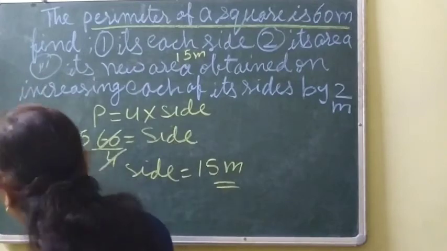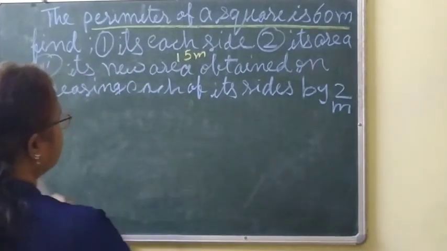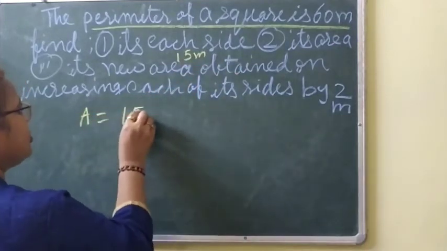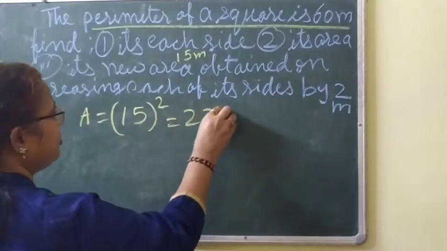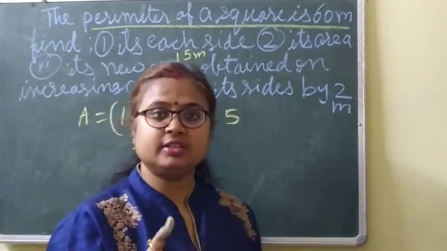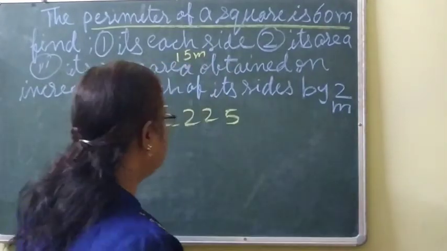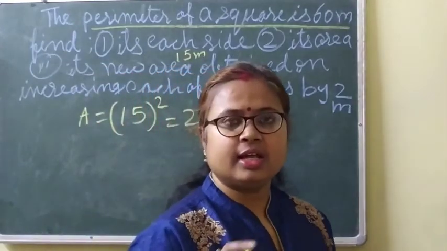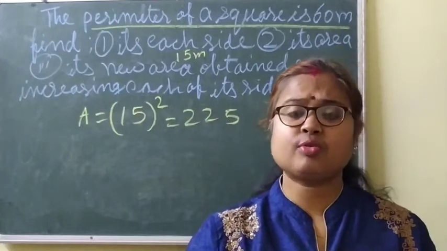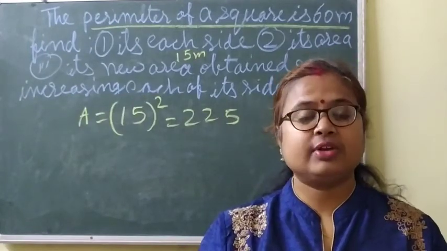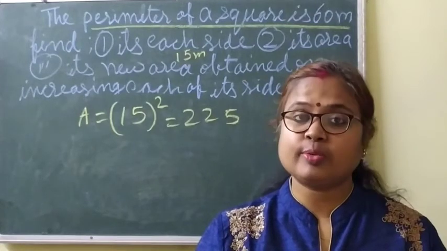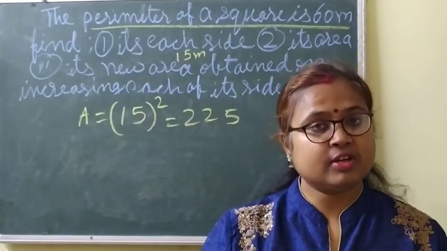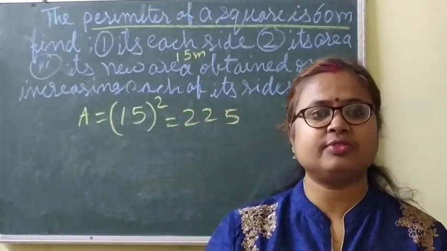Its area you have to find out. How will you find out the area? Area is equal to side into side, and side is 15 meter. So square of 15. That is why I told you to learn the squares, because it is very important. Square and square root, they are just opposite to each other. Like square of 2 is 4, so square root of 4 is 2. Square of 11 is 121, and square root of 121 is 11. Clear? If you have learned squares, you can easily give the answer of the square root.